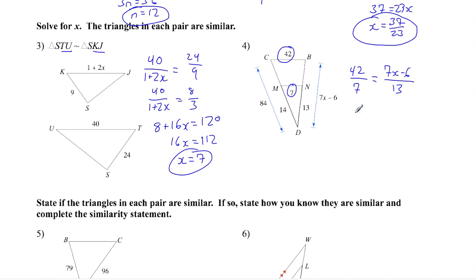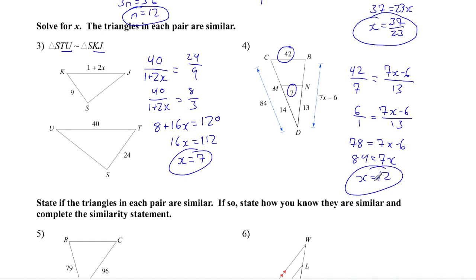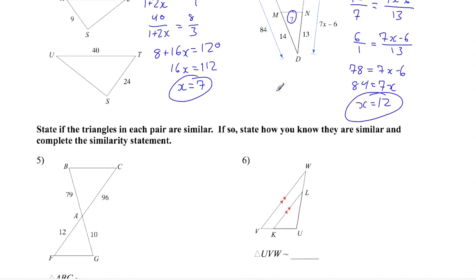Again, a beautiful thing about 42 over 7, that's actually 6 over 1. So multiplying here is going to be really nice. 6 times 13, that's going to be 78. So I get 78 equals 7x minus 6. When I add the 6 to both sides, I get 84 is equal to 7x. And if I divide that by 7, I get that x is equal to 12. So really nice. There are a few different ways to go about that, but that's just the one I preferred.